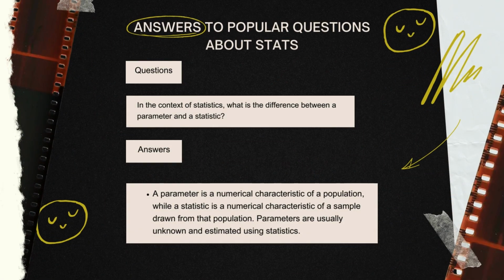Question: In the context of statistics, what is the difference between a parameter and a statistic? Answer: A parameter is a numerical characteristic of a population, while a statistic is a numerical characteristic of a sample drawn from that population. Parameters are usually unknown and estimated using statistics.